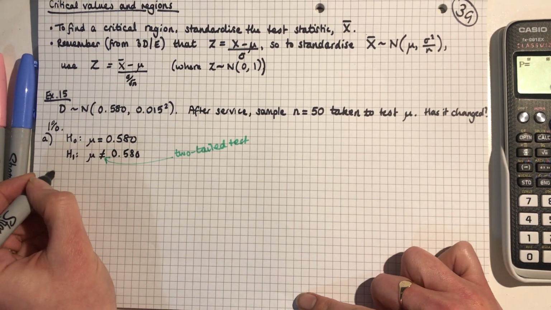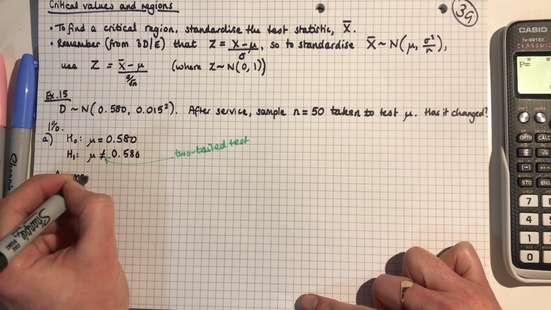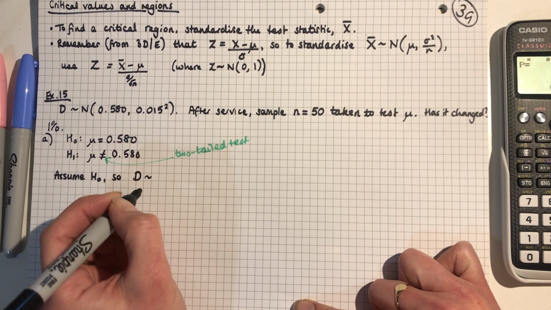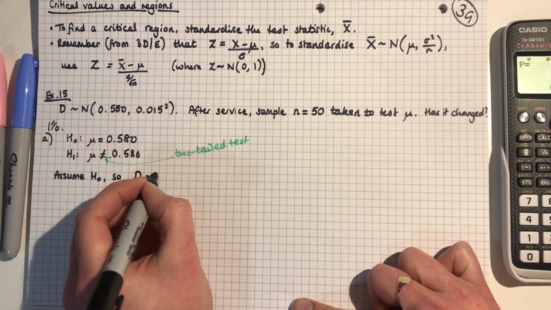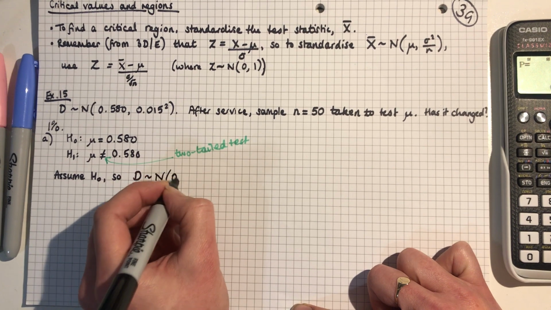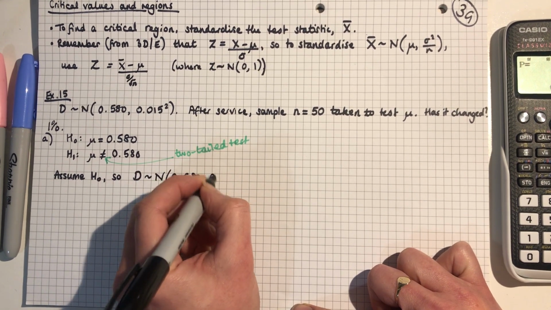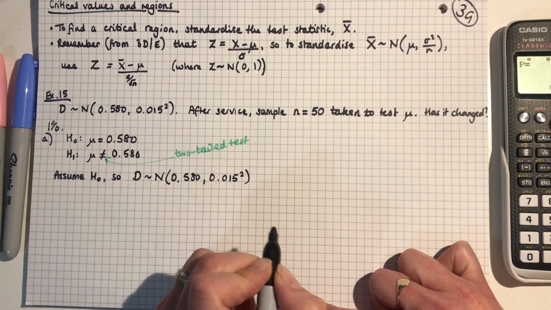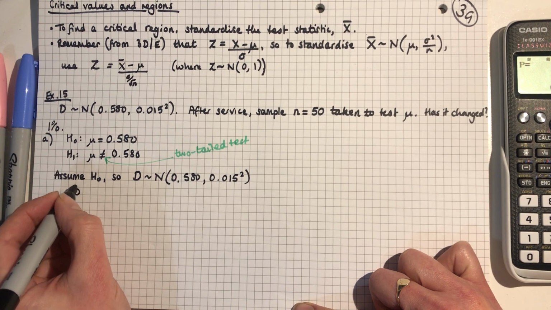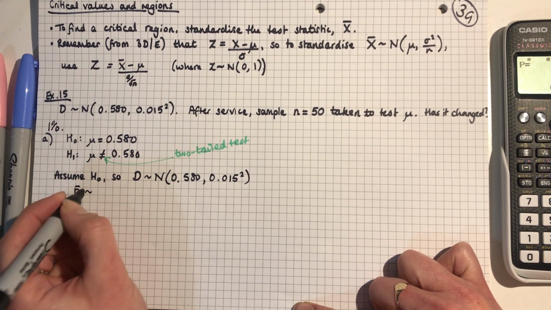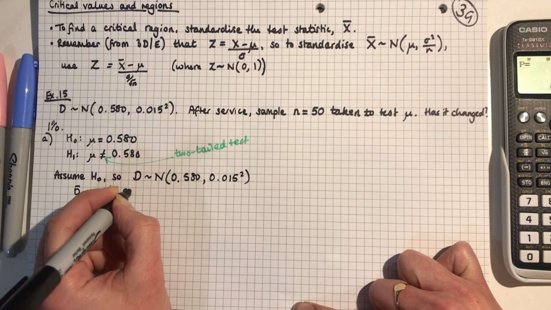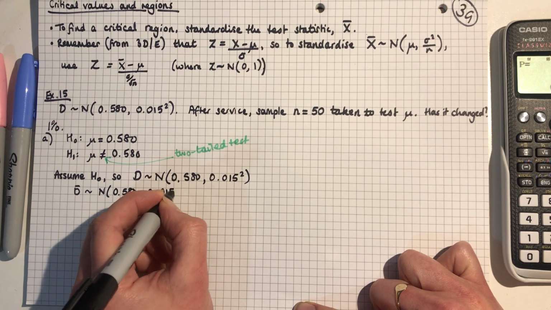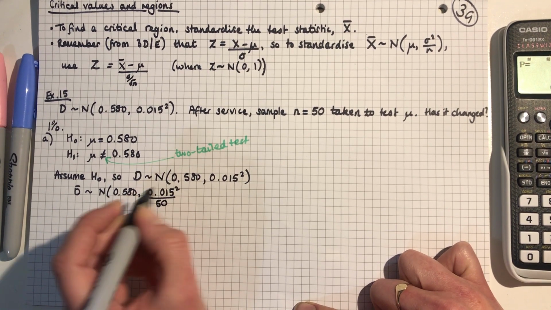So what we do first is we assume the null hypothesis. So our bolts' diameters are normally distributed with this mean and this standard deviation and this variance. But then we assume that for the sample it's the same, except that for our sample the variance gets divided by the sample size. So 0.015 squared divided by 50, because n was 50.